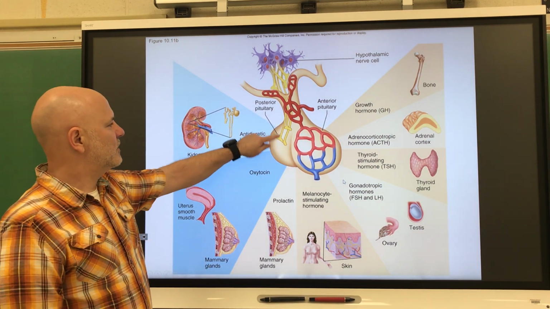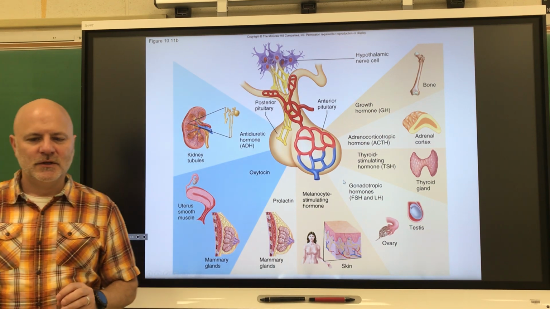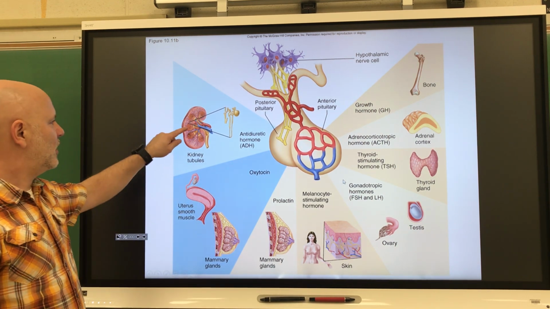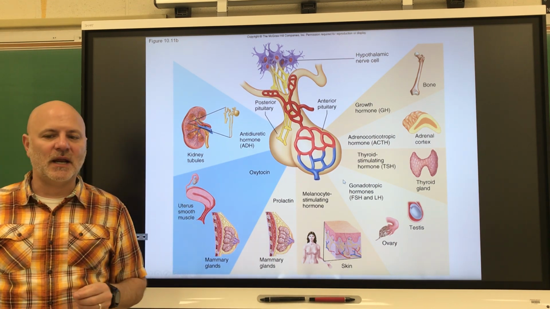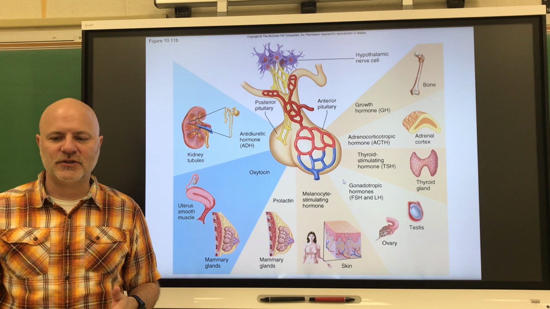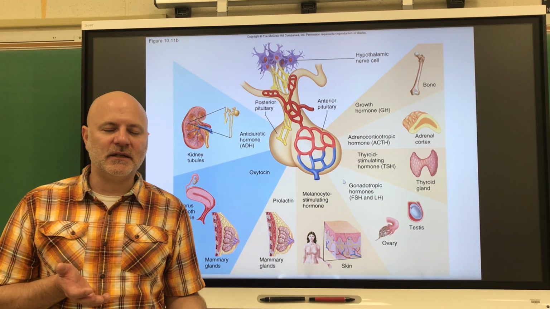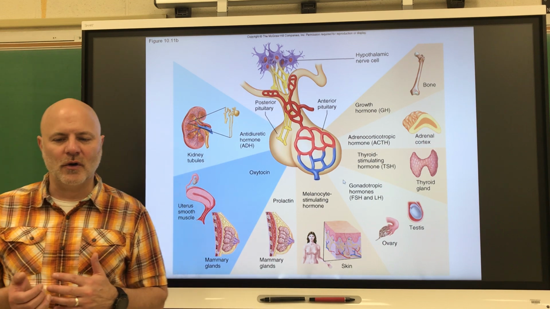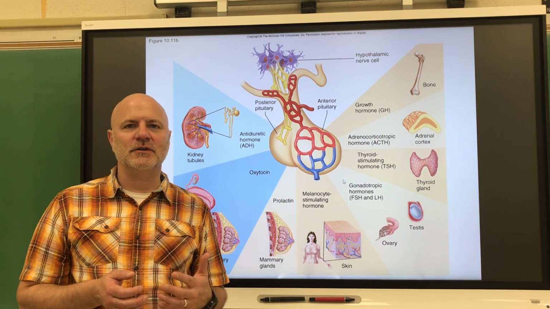Next is the posterior pituitary gland, and there are two hormones that are secreted from this one. The first is antidiuretic hormone, which is found here. ADH, antidiuretic hormone, regulates the concentration of body fluids. An antidiuretic reduces your urine volume. So what it does is it causes our kidneys to conserve water.